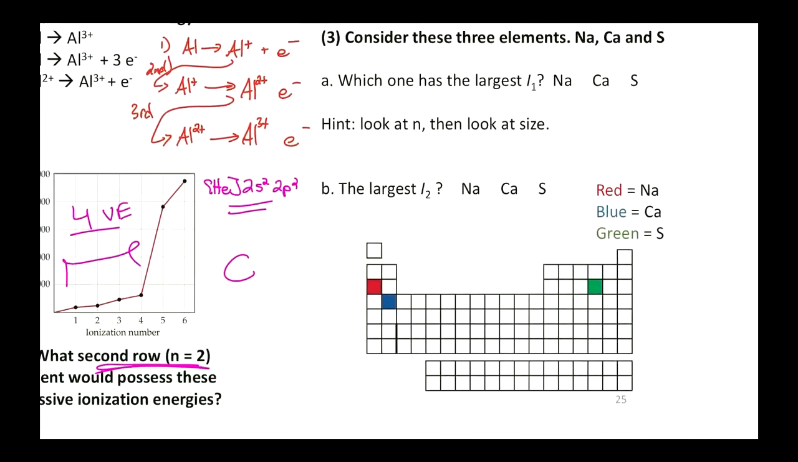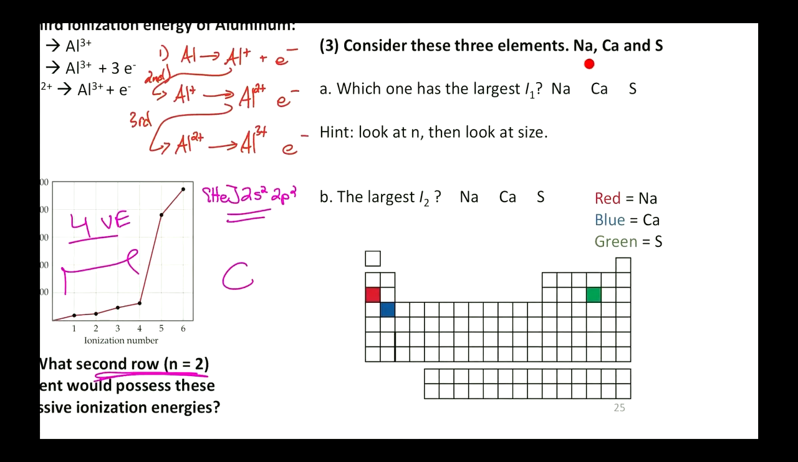Consider these 3 elements: sodium, calcium, and sulfur. Here I'll just write them quickly. So we have sodium, calcium, and sulfur. Which has the largest first ionization energy?